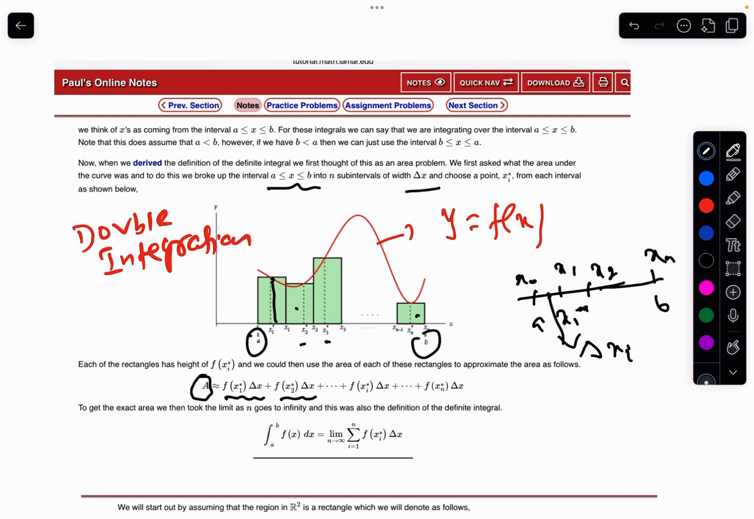And if we take the number of rectangles more and more, like the number of rectangles tends to infinity, then this area is nothing but the integration from a to b of f(x) dx, and that gives the area under the curve y equal to f(x) from a to b. So that was the concept in integration.